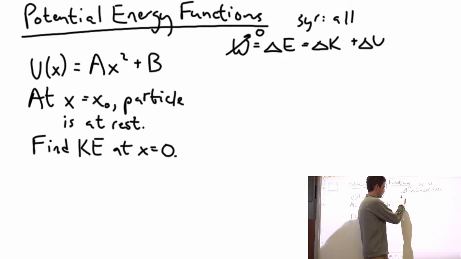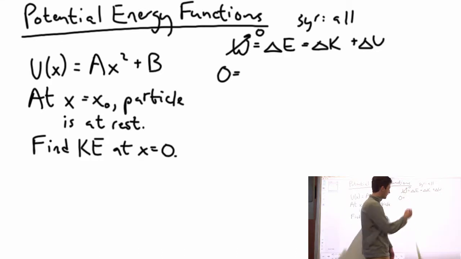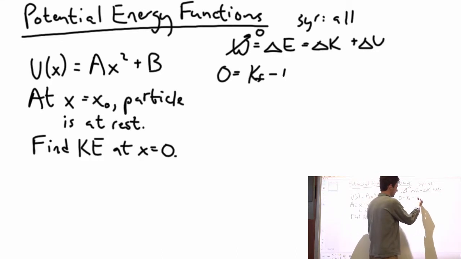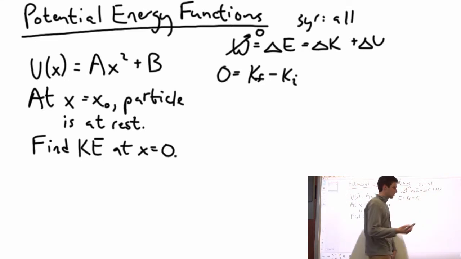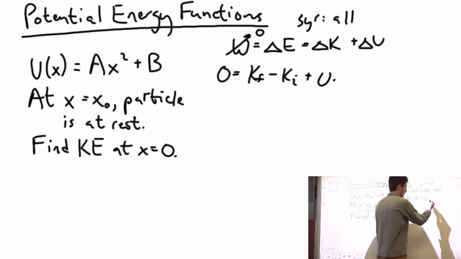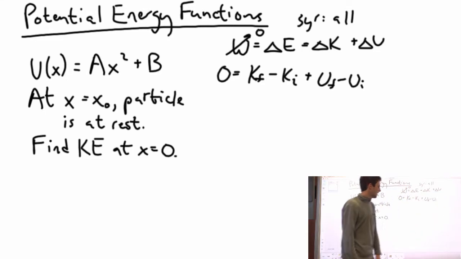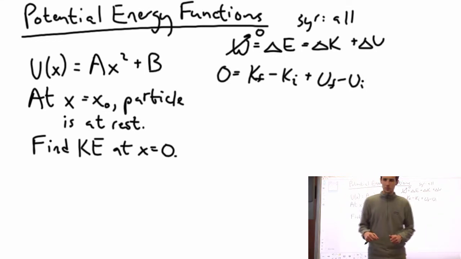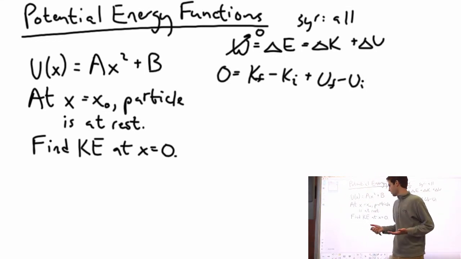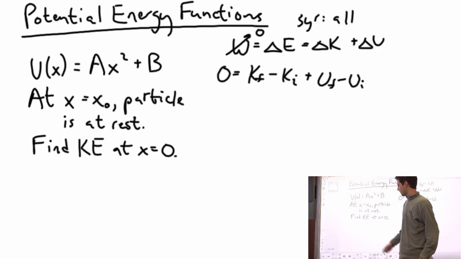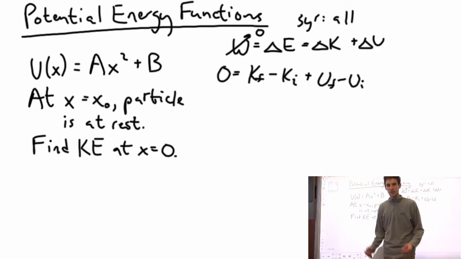Now I'm going to write this out a little bit more thoroughly. Delta K is really just K final minus K initial. Delta U is just U final minus U initial. And here's what I can do. I'll choose an initial time that I know a lot about, and I'll choose a final time that I want to know about. My initial location is going to be x naught, when this thing is at rest, because at that point I know v equals 0, and so I know 1/2 mv squared equals 0, and so kinetic energy equals 0.